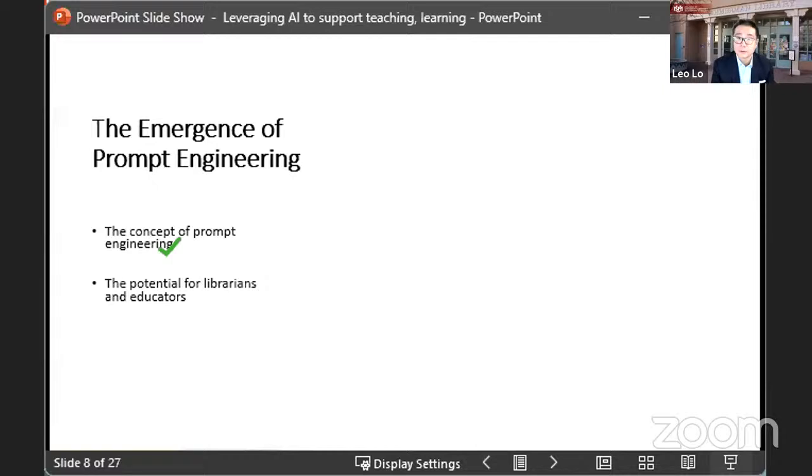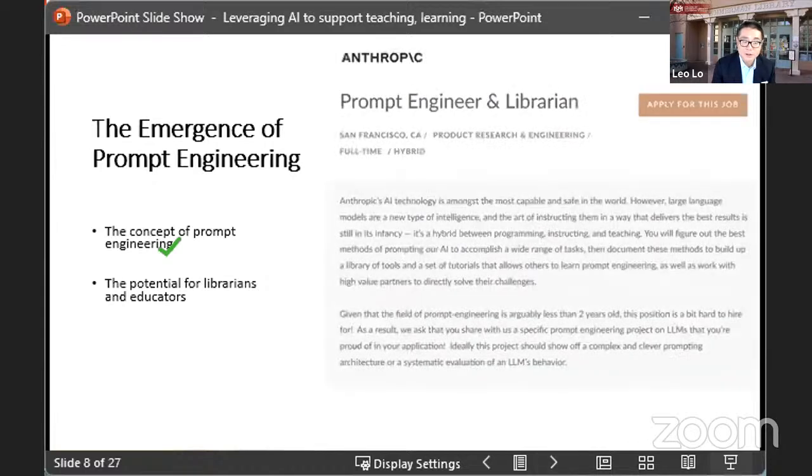Now, why is it relevant to, let's say, librarians or educators? Because prompt engineering is really about asking the right questions or giving precise instructions to generate the most useful information. And information is our business, right? Let me show you a job ad you may or may not have seen. It's for a company called Anthropic, which is one of the main competitors of OpenAI.